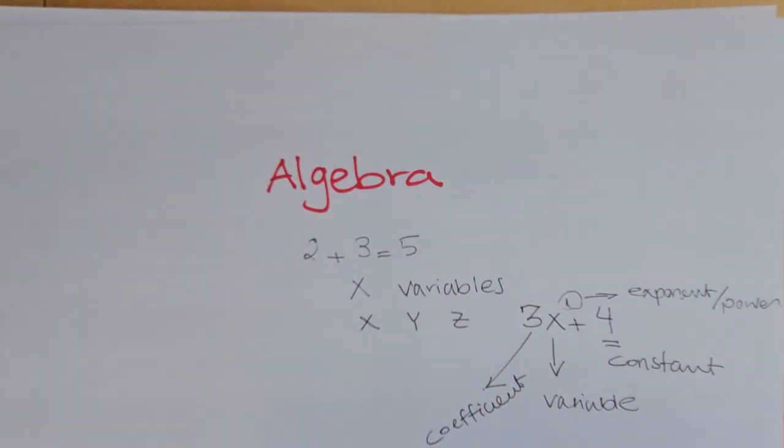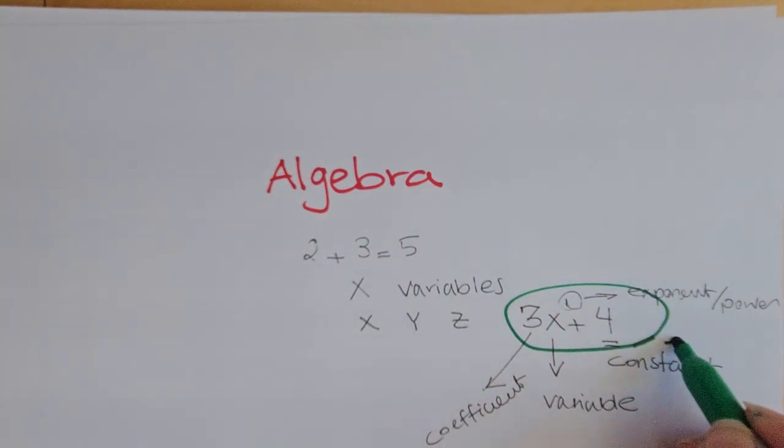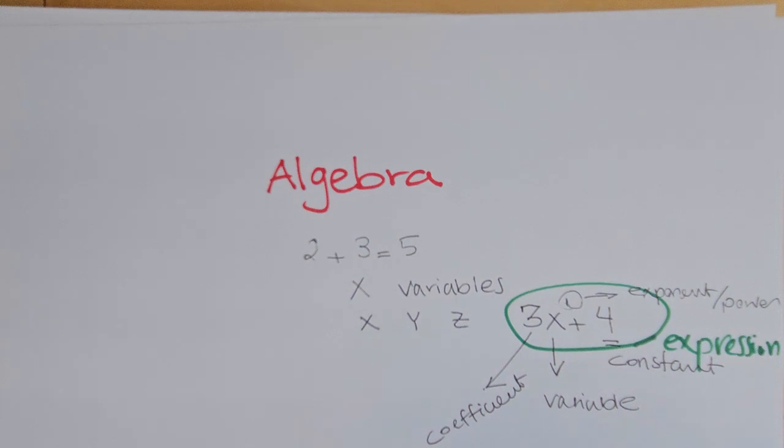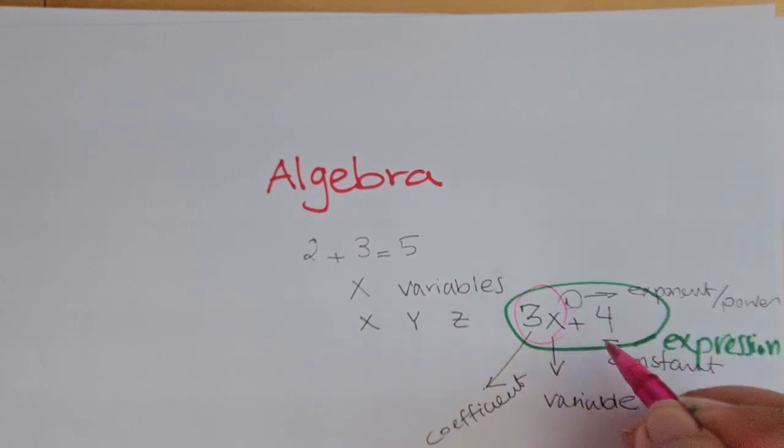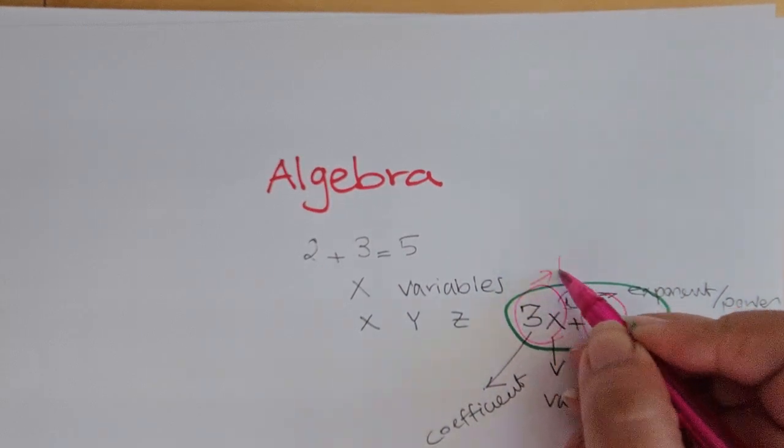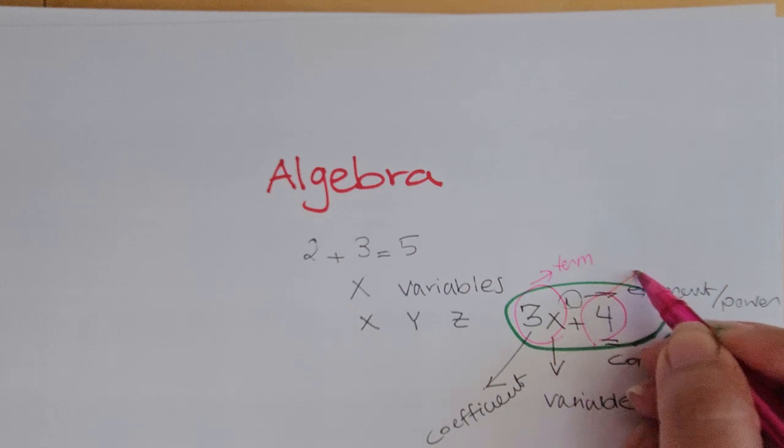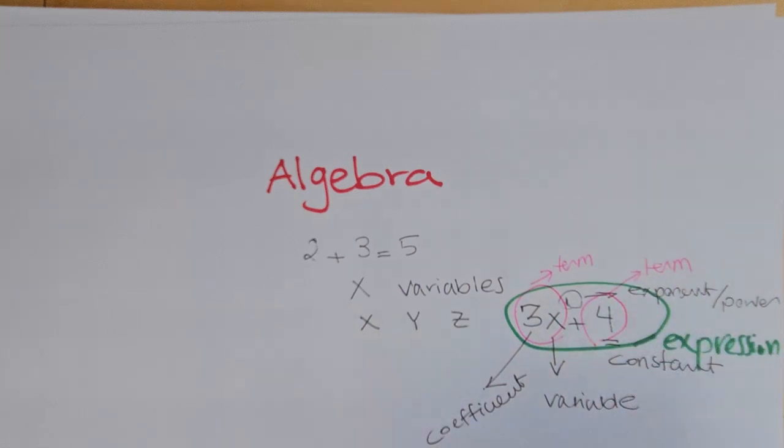And then the whole thing together is called an expression. And any of these little units is called a term. So here in this expression, we have two terms which are added together. So the operation here is addition.